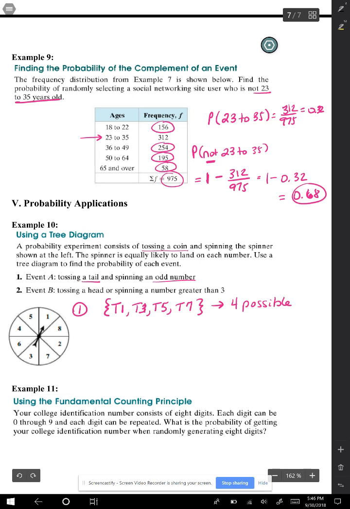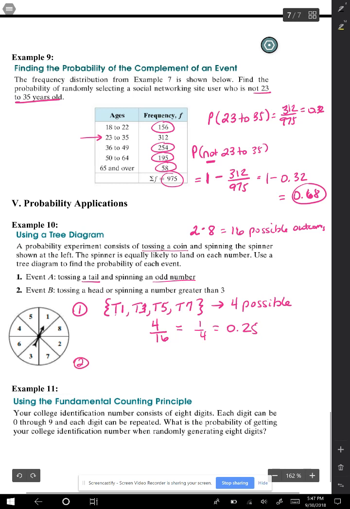So there's 4 possible. And if you multiply the possibilities, this goes back to the fundamental counting principle. There's 2 possibilities when you flip the coin or toss the coin. And there are 8 possibilities on the spinner. So that means there's a total of 16 possible outcomes. So when I do probability, I have 4 outcomes that involve tails and an odd number out of the 16 possibilities total, and 4 out of 16 would be 1/4 or 0.25.